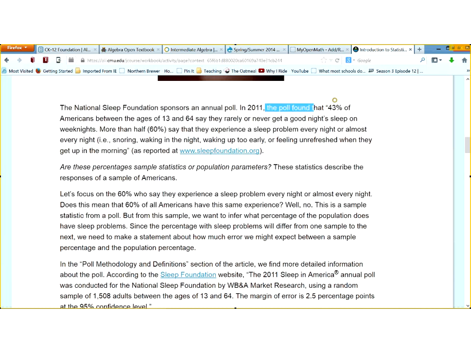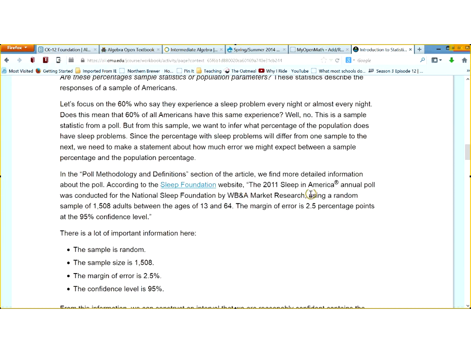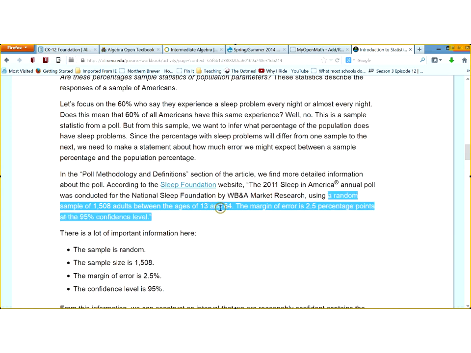It says it's from a poll, so we can say that these are statistics. They're not from a population. So it says right here, 60% is not 60% of all Americans, it's 60% of our sample. And then when they go further, they say they used a random sample of 1,508 adults, and the margin of error is 2.5 percentage points.